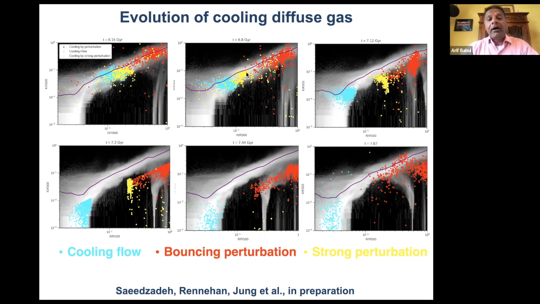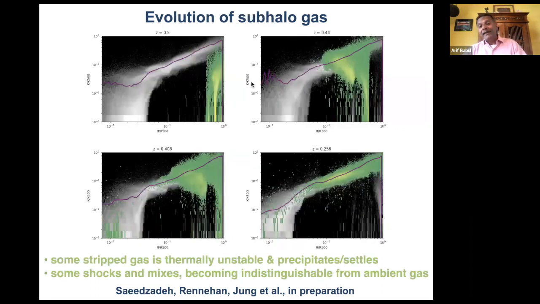The yellow are the thermally unstable modes that actually get squeezed. Their cooling starts to increase. There's a runaway process happening, and then they start dropping out. So you have multiple such processes happening in a cosmological simulation. And then in addition, you have satellites. You have subhalos coming in with gas inside the subhalos. You have gas that's being stripped.